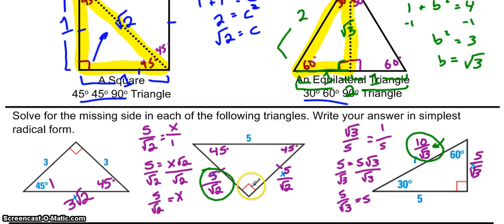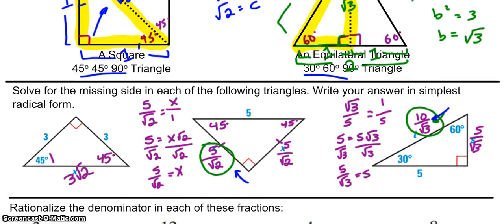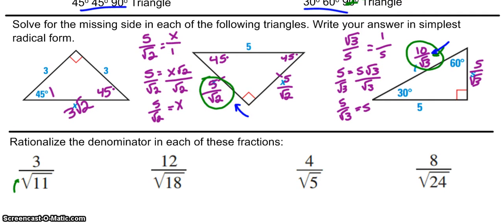But occasionally we ended up with answers like this: 5 over the square root of 2, or 10 over the square root of 3. And oftentimes, mathematicians don't like to leave square roots or radicals in the denominator, or the bottom, of a fraction, such as the square root of 2 or the square root of 3. And so to solve that problem, if we end up with a square root or radical in the denominator, we're going to do something called rationalizing.